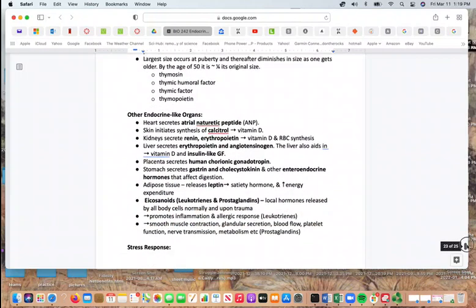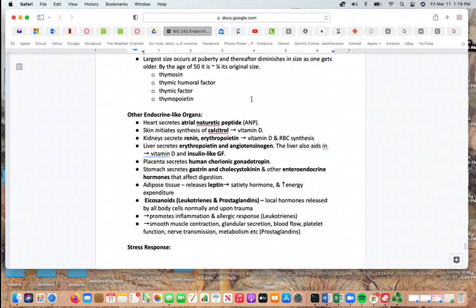So other endocrine-like organs: the heart will secrete atrial natriuretic peptide, which actually lowers blood pressure. The skin initiates the synthesis of calcitriol for vitamin D. The kidney secretes renin and erythropoietin. It's also involved with that vitamin D production. It's one of the steps in there, as well as red blood cell synthesis.